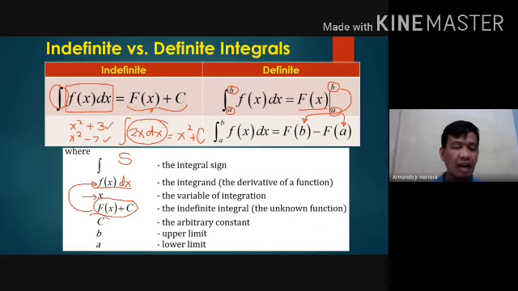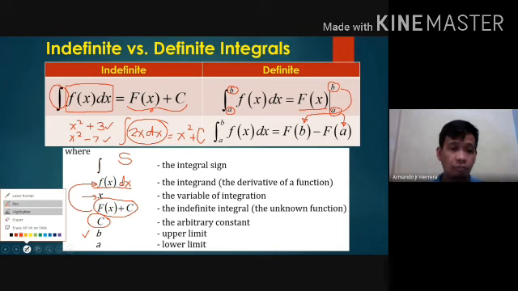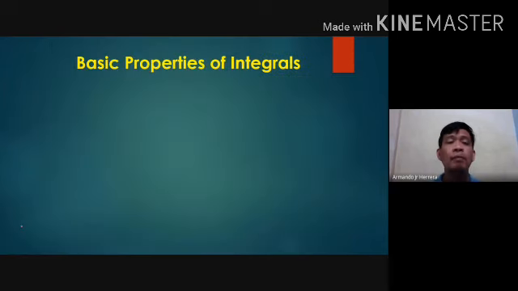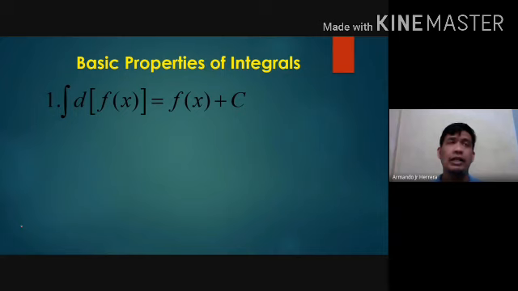So ito yung ina-affix natin kapag indefinite ang integral. So that's an arbitrary constant c. So upper limit is b and the lower limit is a. So yan yung mga symbols and notation para sa indefinite and definite integrals. So here are the basic properties that we need to know. So, ang una is yung definition natin. So, di ba, as per definition, integral is actually the reverse process lang ng diffcal.